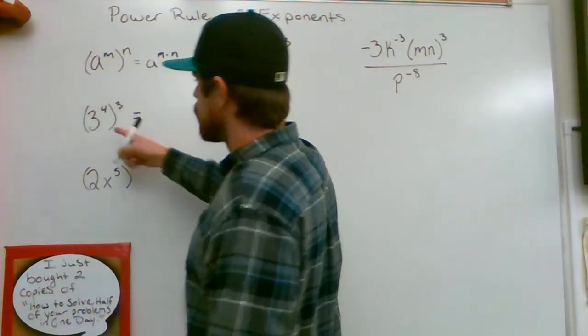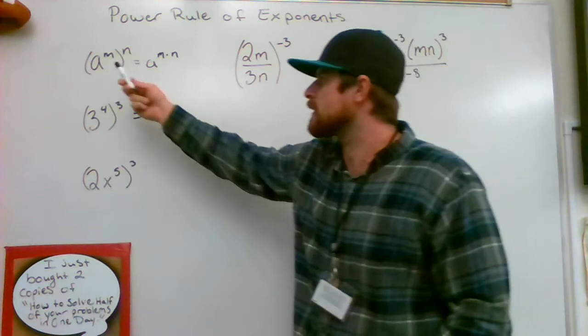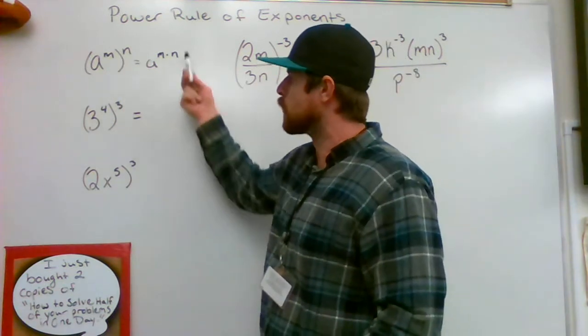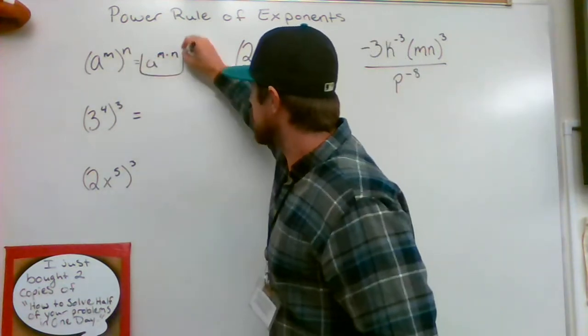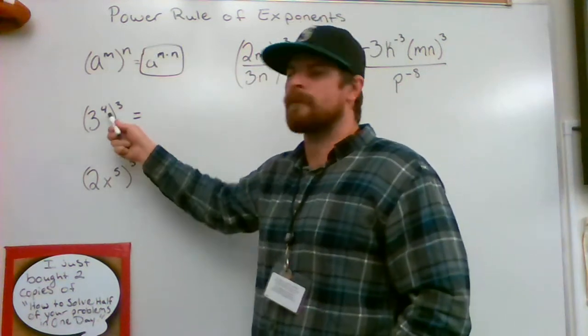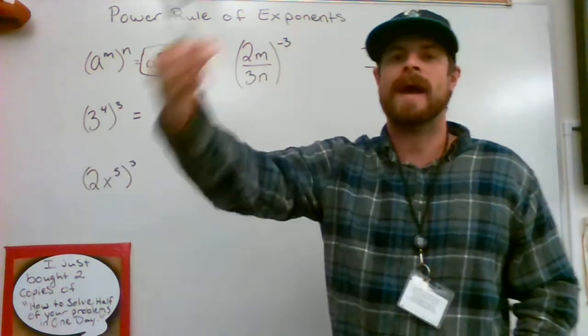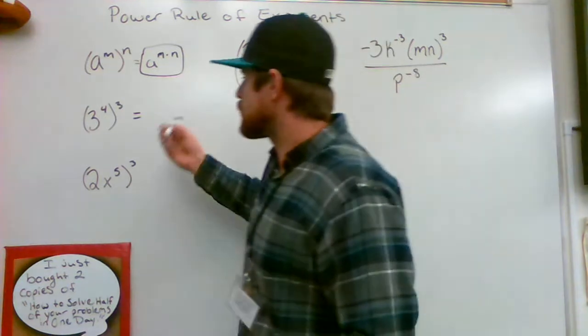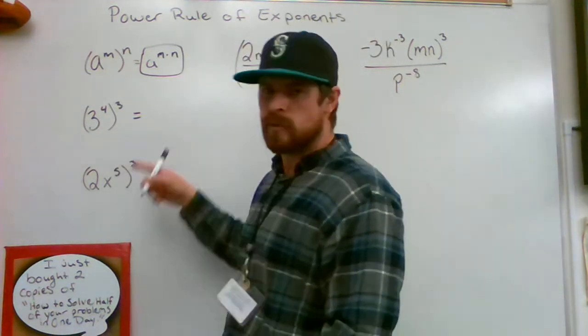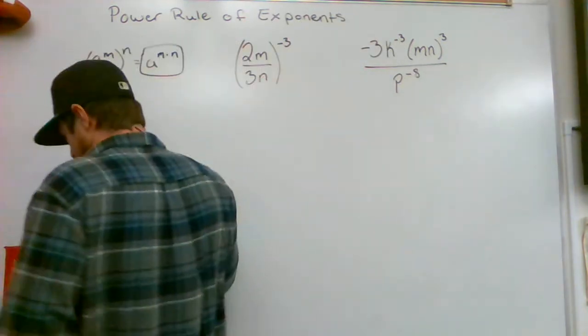Now let's look at it when we're actually dealing with some numbers. So here we have nothing but variables. It shows how the rule works. Now I have 3 to the 4th power all to the power of 3. So what does this really mean? I'm going to write this down underneath what it's actually saying so you understand the why behind it.